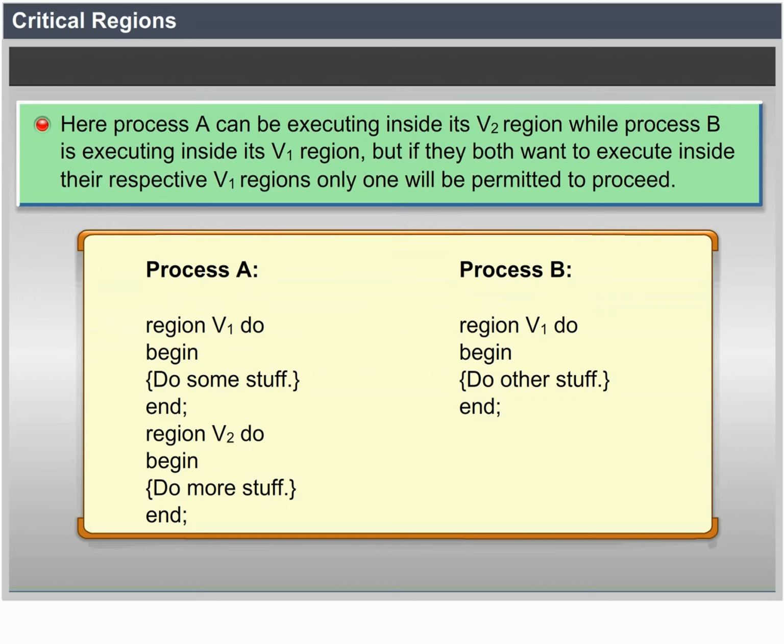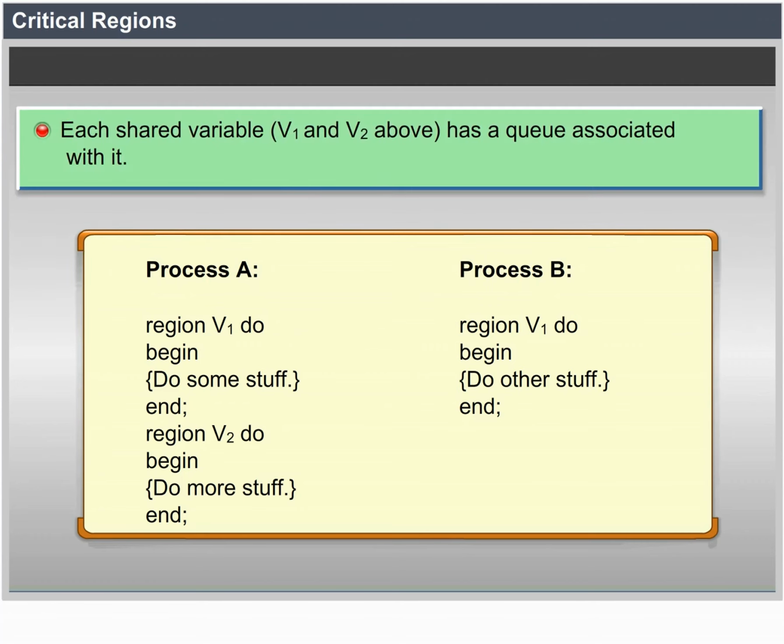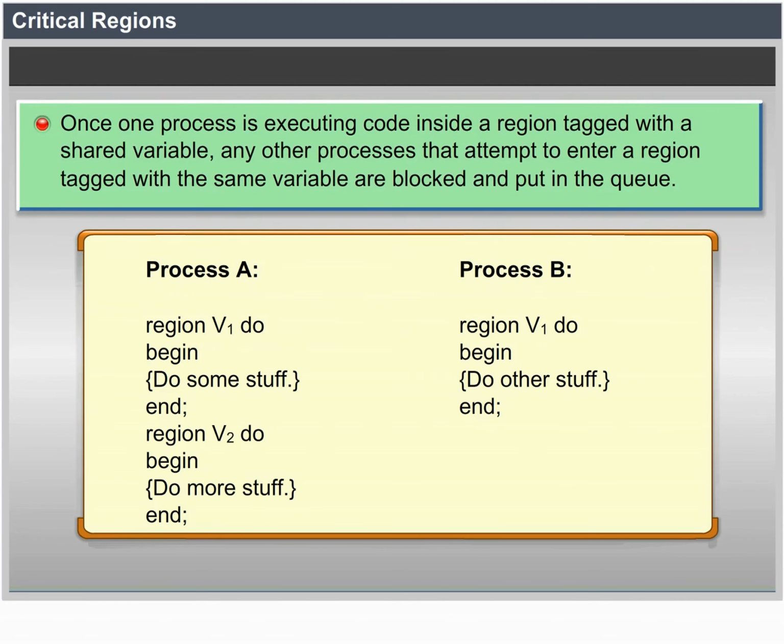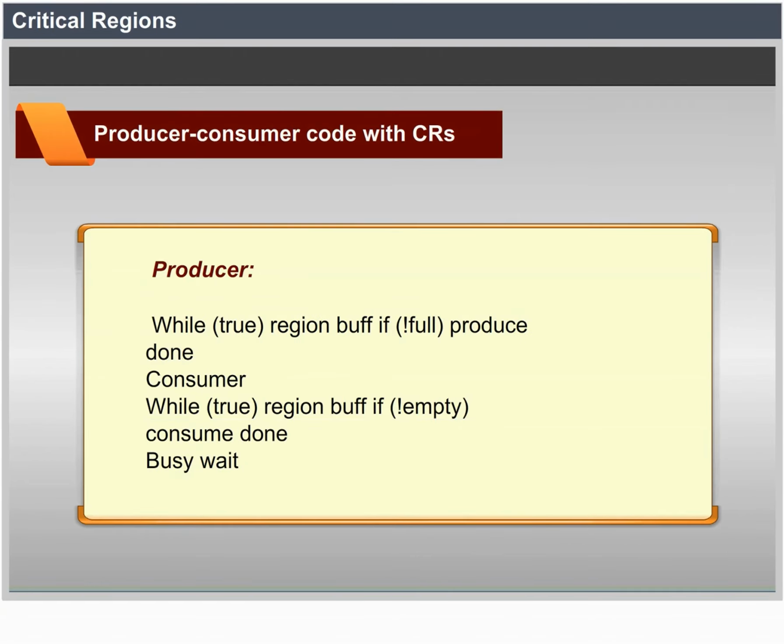Each shared variable, V1 and V2 above, has a queue associated with it. Once one process is executing code inside a region tagged with a shared variable, any other processes that attempt to enter a region tagged with the same variable are blocked and put in the queue. Producer-consumer code with CRs.